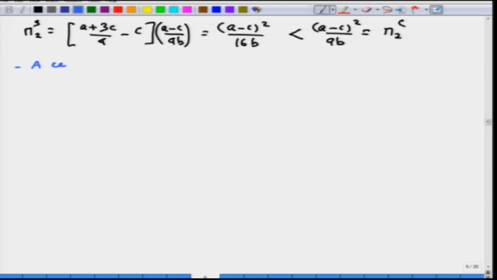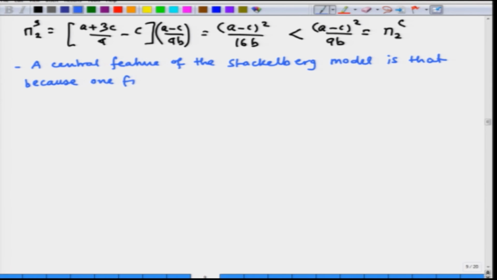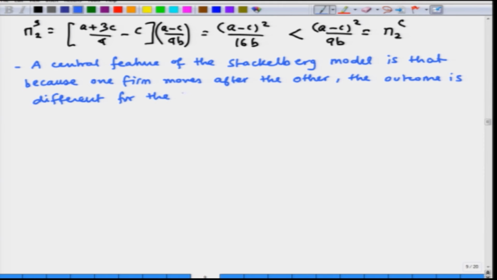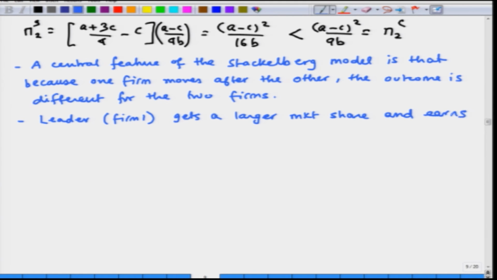So, a central feature of the Stackelberg model is that because one firm, which is firm 1, moves before the other, the outcome is different for the two firms. Now, the leader, which is firm 1, gets a larger market share and earns a larger profit than the follower.